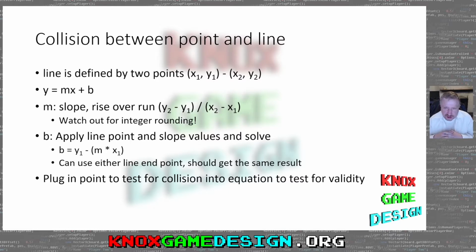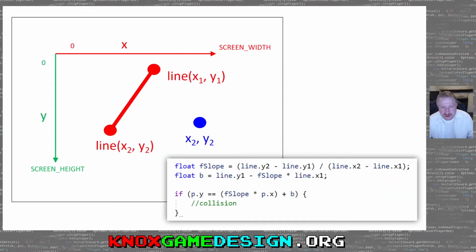So then to determine whether a point and a line collide, all you do is take the point that you want to test, then plug it into that y equals mx plus b. And if it's a valid statement, then you know they collide. Okay, so here's our line defined by 2 points and a point defined by x and y. Actually, should have just had x1, y1 for the point.